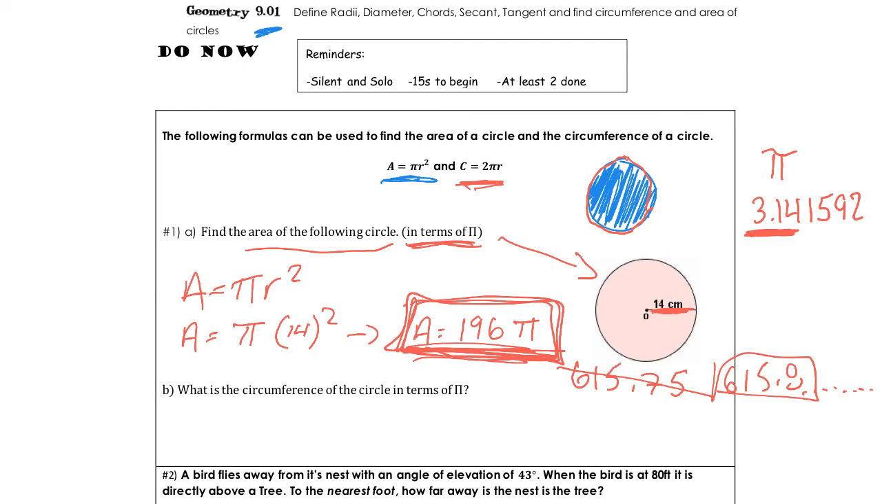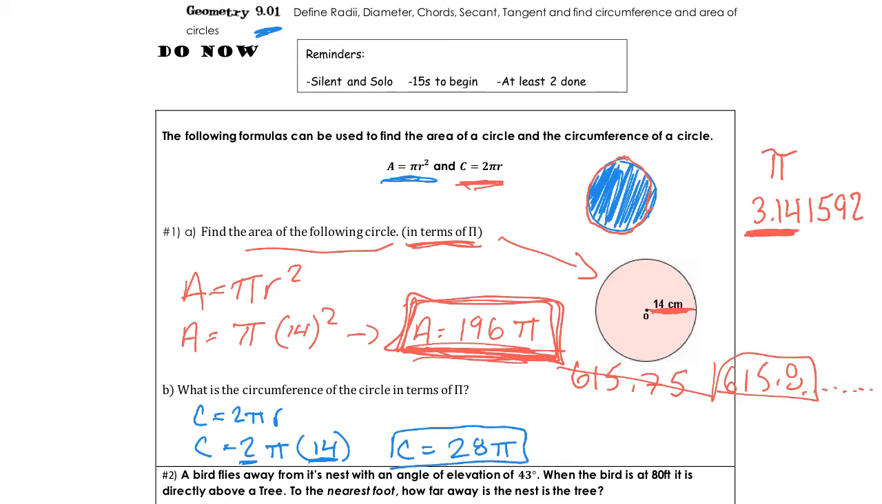All right, now for the circumference. We've got to use the circumference formula, 2 times pi times the radius. So we've got 2 times pi, and the radius again is 14. So 14 times 2, because those are numbers, like terms, C equals 28 pi. And that's the answer in terms of pi.